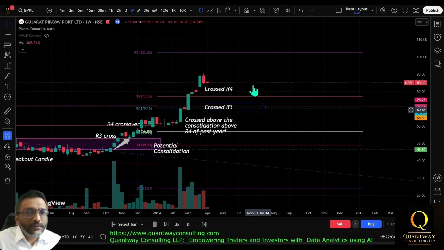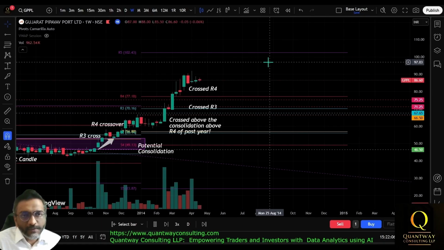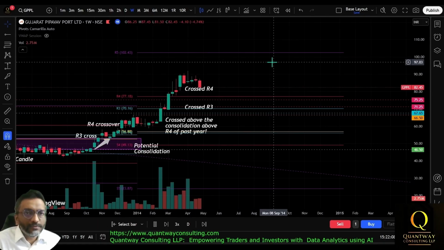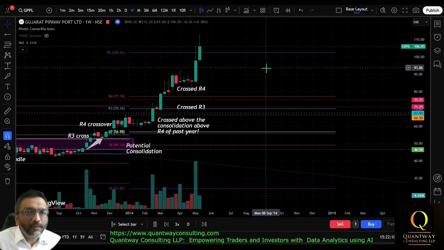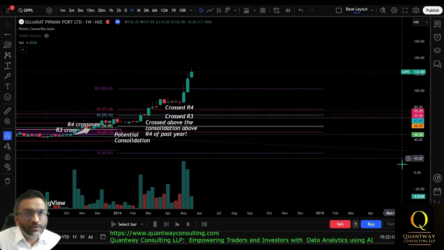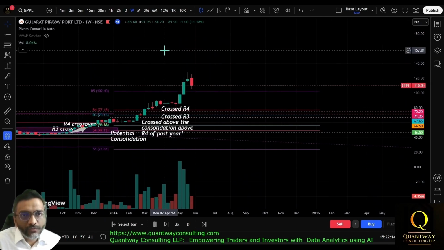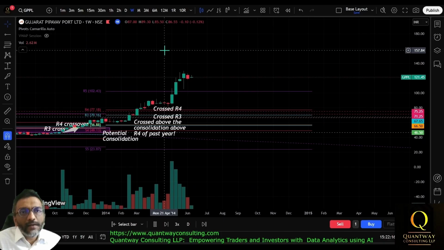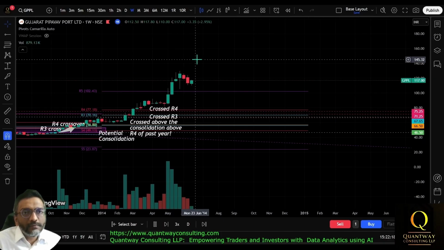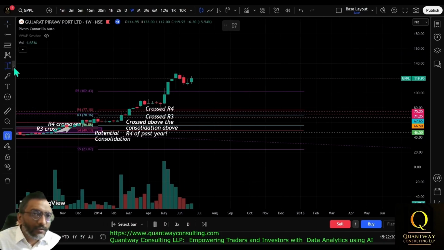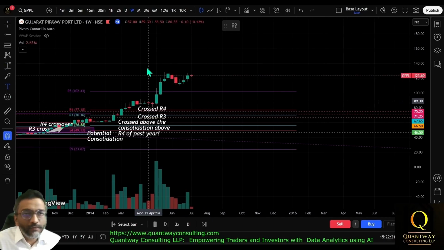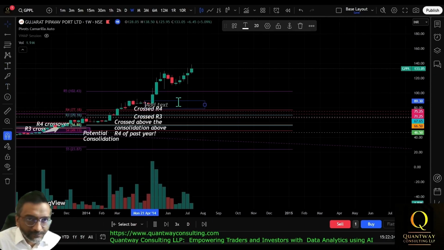It crossed R4 levels, and it is consolidating. But this is not a consolidation on the sideways basis. It is consolidating in a trend. So now it is in a weekly upward trend. So it has crossed R5 levels also in this particular year. And we can see that there is a consolidation happening above the R5 levels in this year.